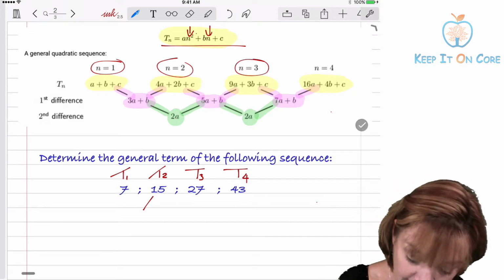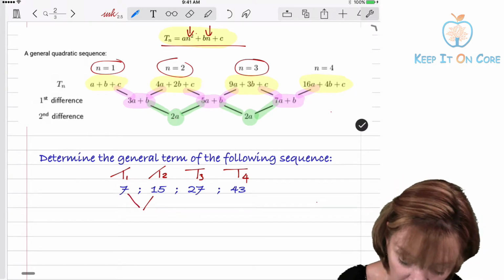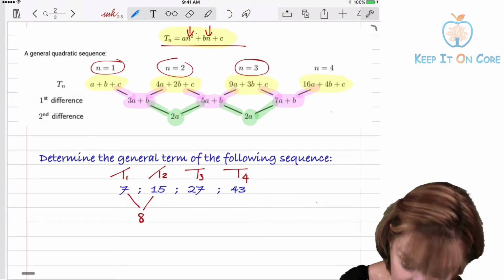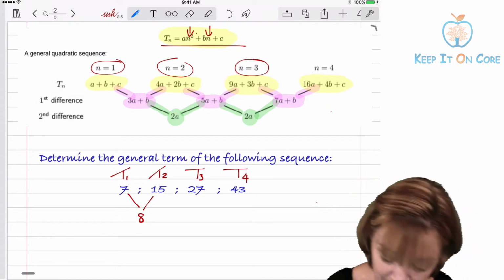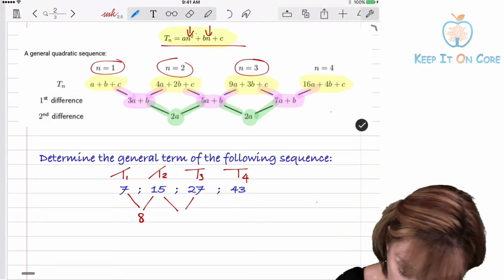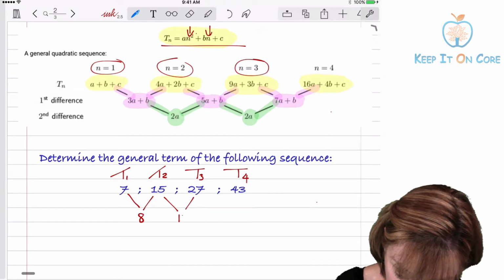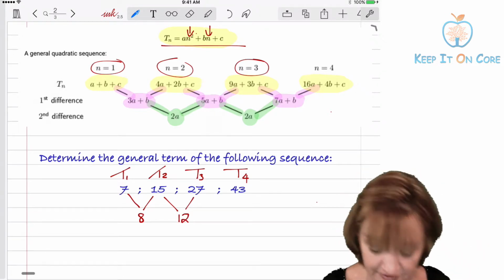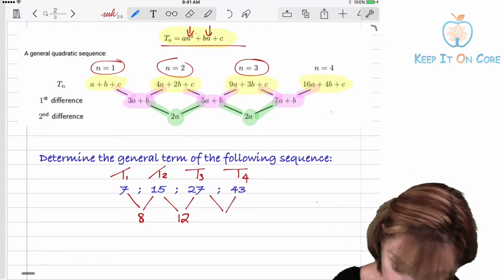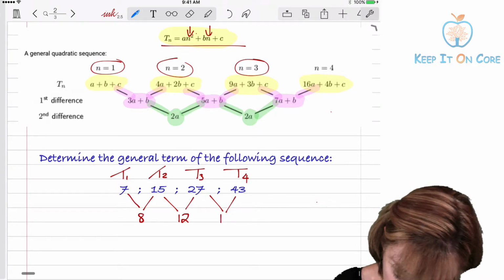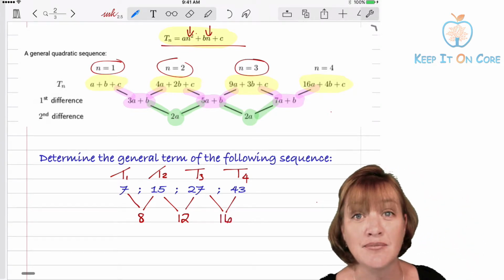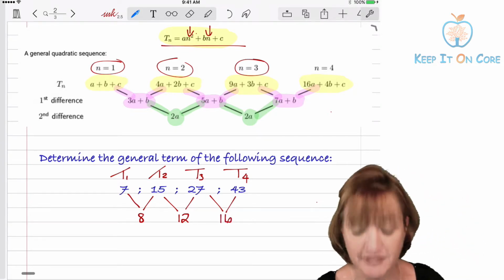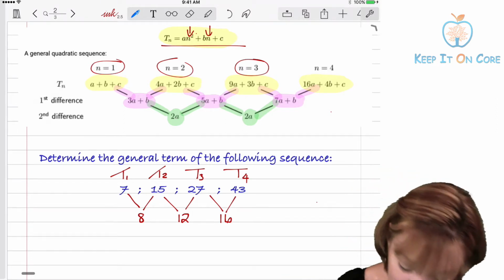So we start by saying term 2 minus term 1, 15 take away 7, that's leaving us with a difference of 8. Term 3 minus term 2, that's leaving us with a difference of 12. And term 4 minus term 3, that is leaving us with a difference of 16. Okay, so it's not a common difference. So we need to go another layer down.